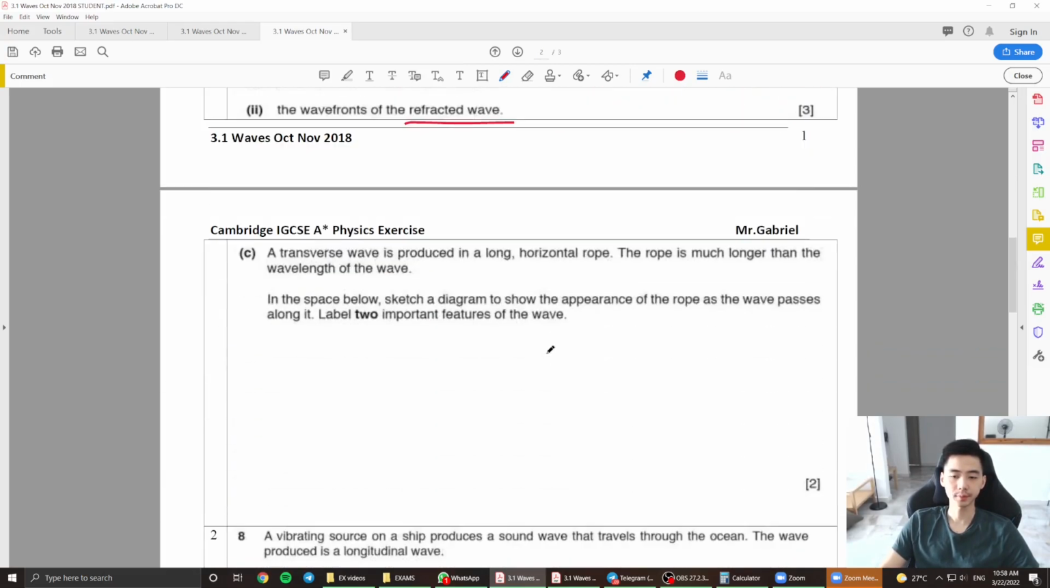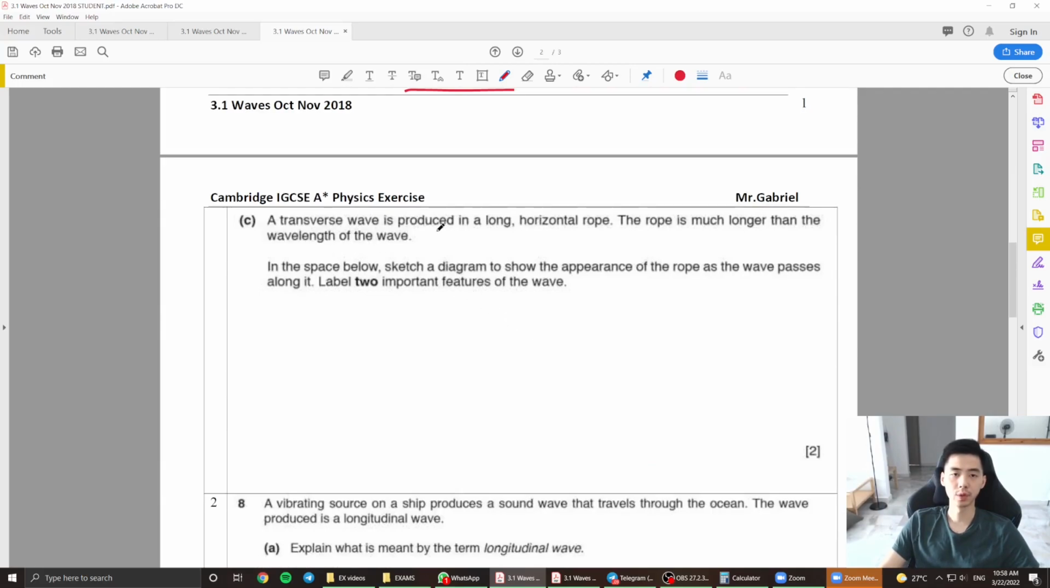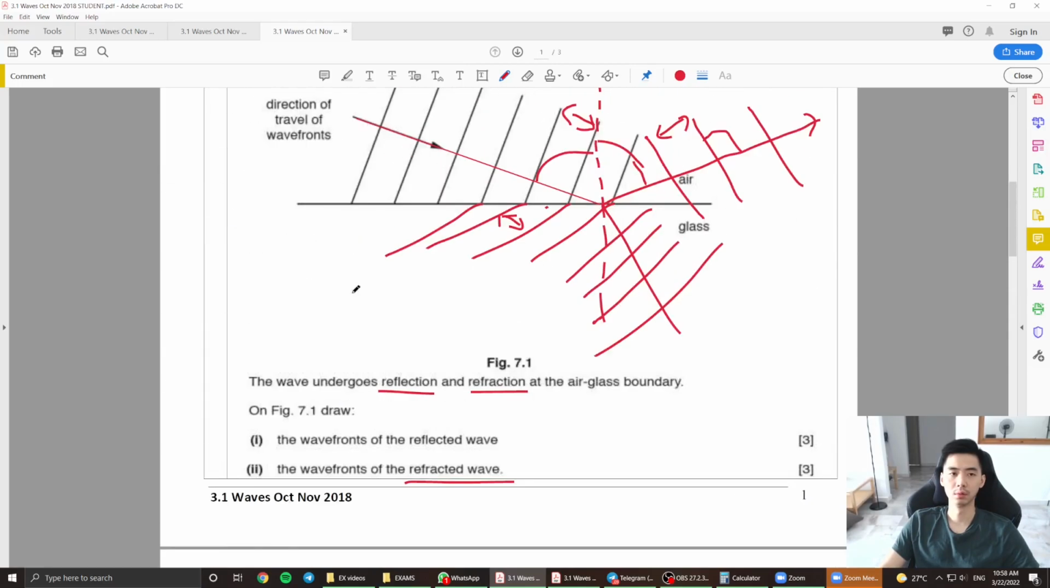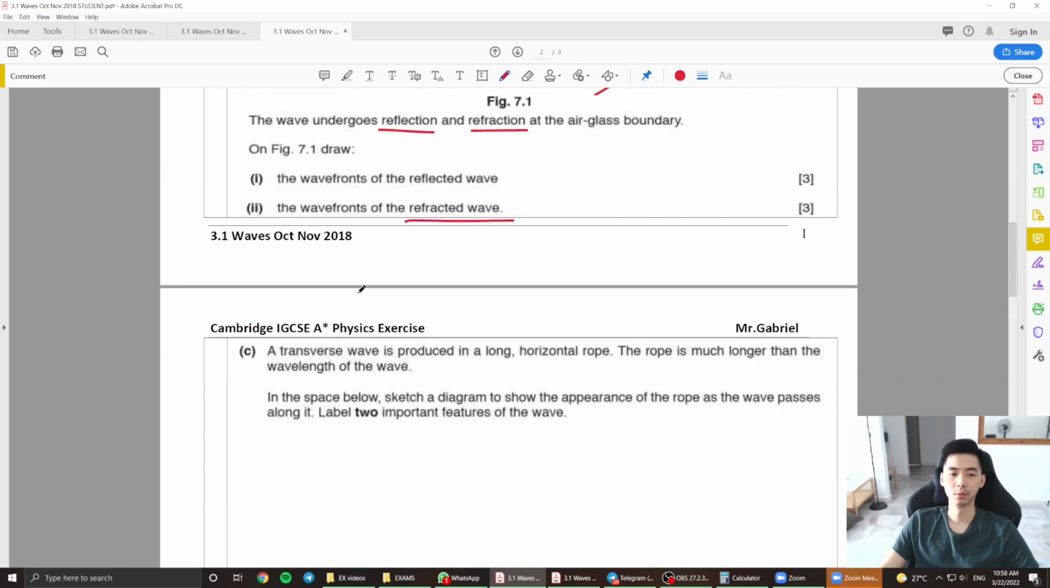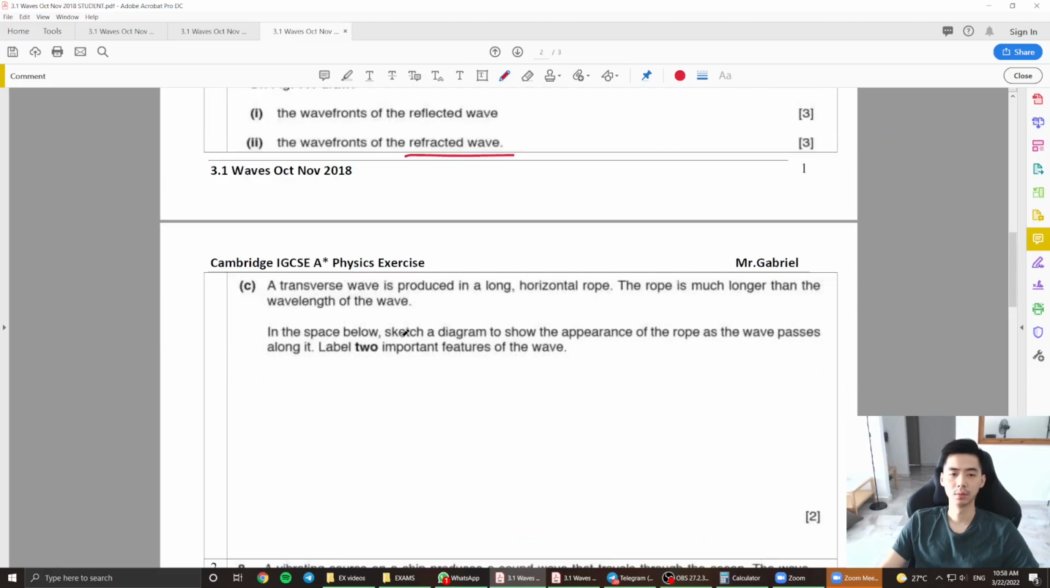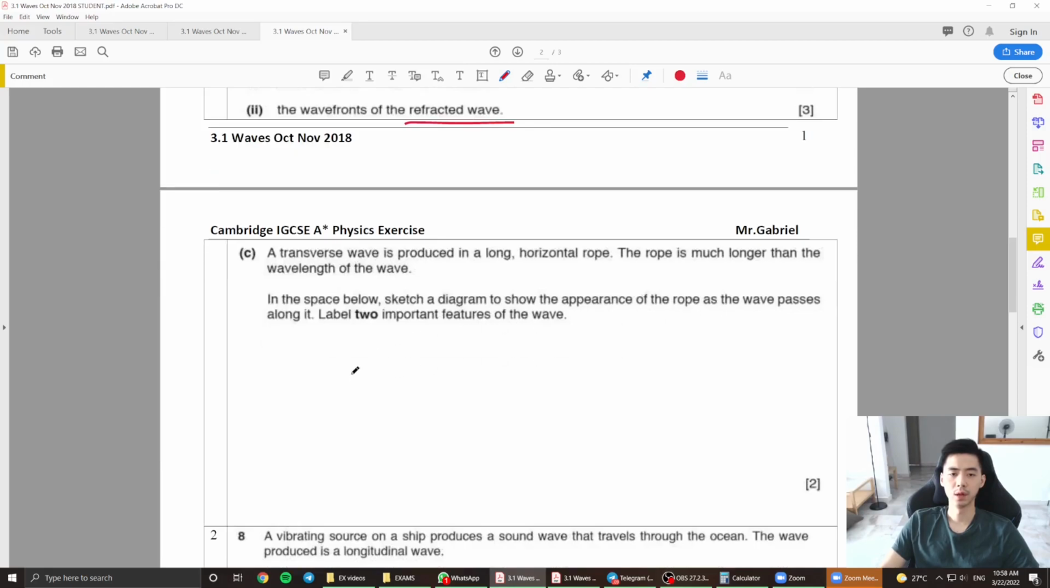Alright. Then after that, a transverse wave is produced in a long horizontal rope. The rope is much longer than the wavelength of the wave. In the space below, sketch a diagram to show the appearance of the rope as the wave passes along it. Label two important features of this wave.